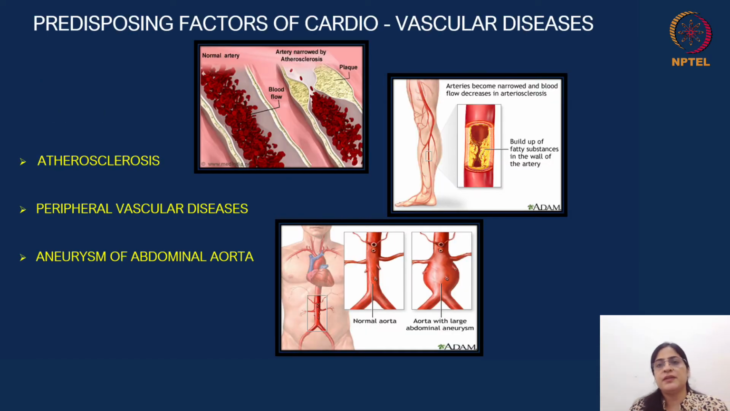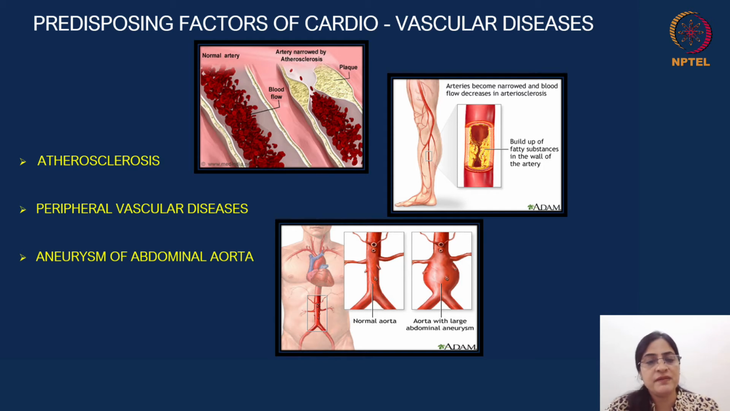Now, when we look at cardiovascular diseases, we must know the predisposing factors leading to them, and there are three main factors: atherosclerosis, peripheral vascular diseases, and aneurysm of the abdominal aorta. Atherosclerosis is the single main factor constituting 70% of ischemic heart diseases and even peripheral vascular diseases.